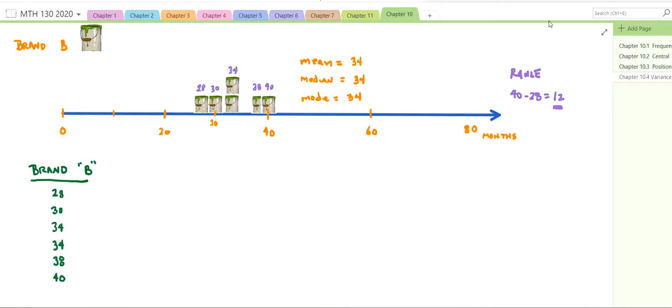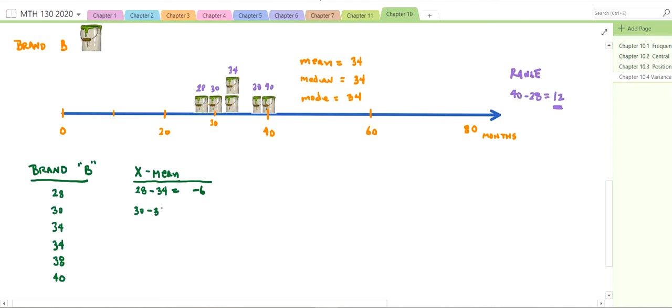But here's the data from lowest to highest for brand B, 28 months being the lowest, 40 months being the highest. So let's look at some information and see how it varies from the mean. Let's take the value of B and subtract off the mean. We could do it the other way around, I suppose, but let's do it this way. So 28 is our value, minus 34 for the mean, equals minus 6.